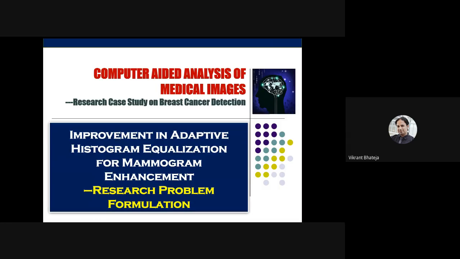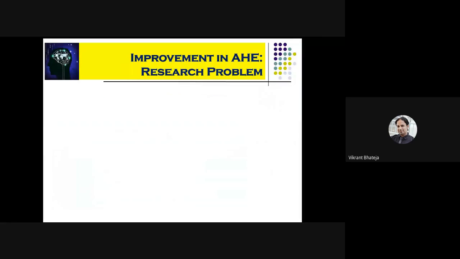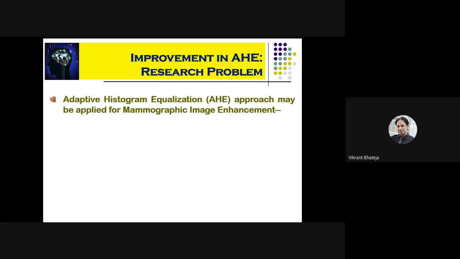Now here starts the actual problem formulation. Suppose I have taken this as a research problem: I need to improve the performance of histogram equalization so that it could be applied for mammogram enhancement. Let's see how we want to go about it. We want an improvement in adaptive histogram equalization so that it can be applied for medical image enhancement.